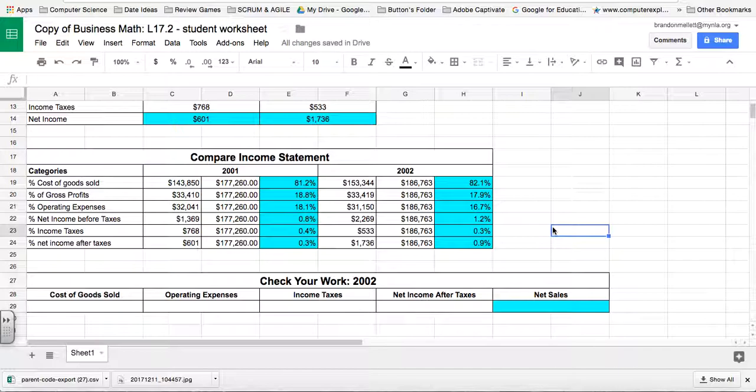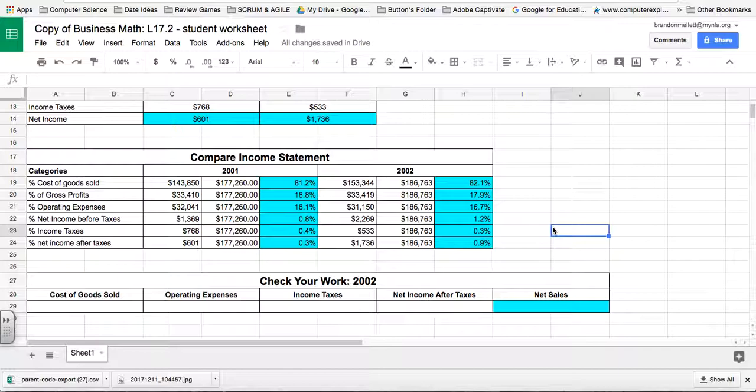So what we've done is we have taken the numbers that we were able to find in an income statement, and now we created a vertical analysis from one year to the next. In this we can now see where the areas of growth and improvement need to take place by these percentages.